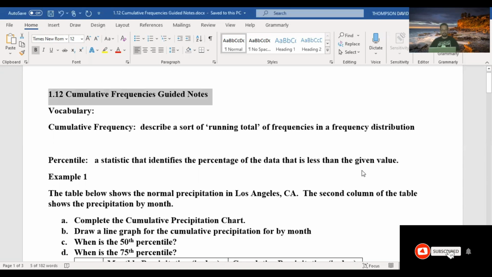In this video, I want to talk about cumulative frequencies. First, the vocabulary. The cumulative frequency describes a sort of running total of frequency in a frequency distribution. A percentile is a statistic that identifies a percentage of the data that is less than the given value.